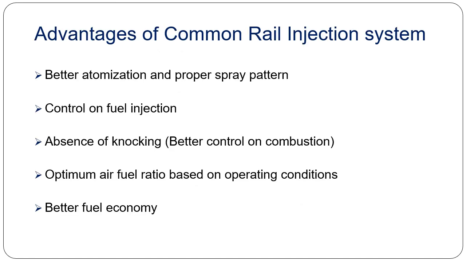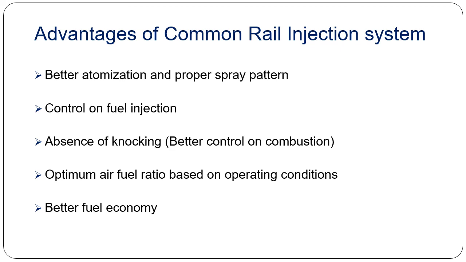So as far as the advantages of the common rail injection system are concerned, since we are using very high pressures, of the order of 1500 to 2000 bar, this high pressure will lead to better atomization and a proper spray pattern, because the droplet size is inversely related to the pressure. So if the pressure is high, the droplet size will be minimum. Then since you have a solenoid, you have better control over the fuel injection in the CRI system. And since there is no accumulation, there is complete absence of knocking, and the noise levels in CI engines are also lower.